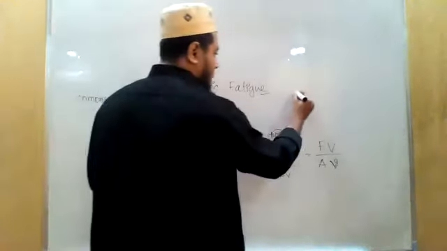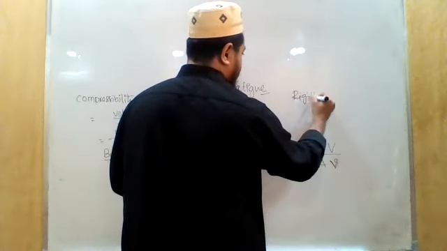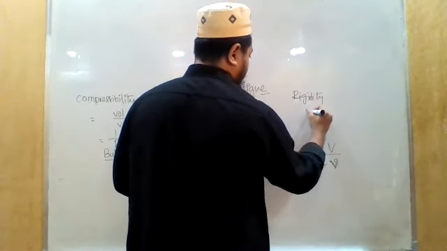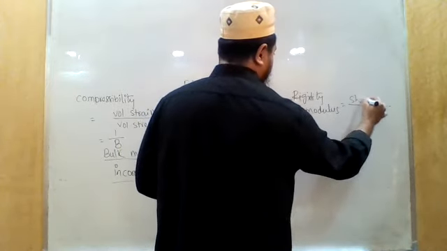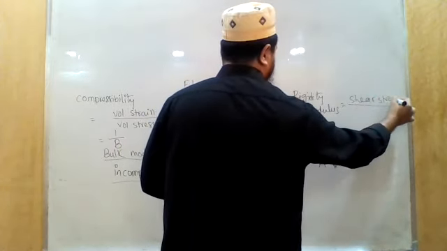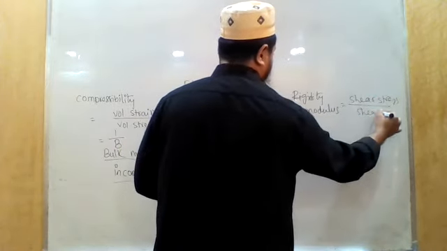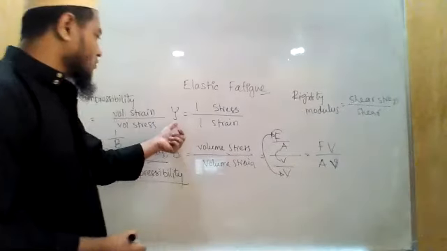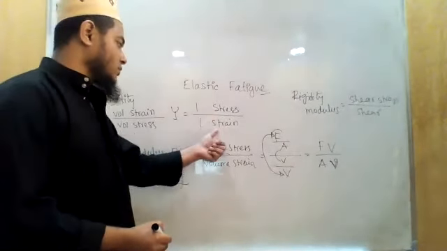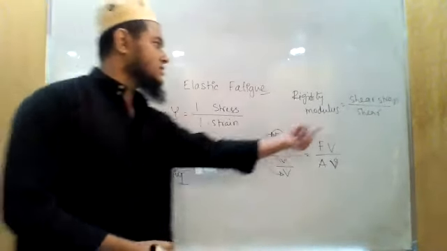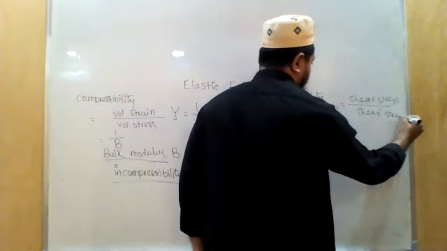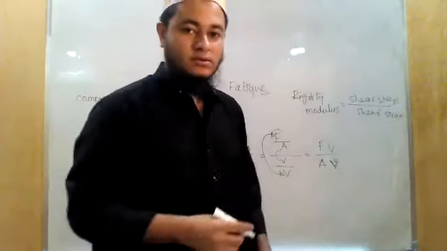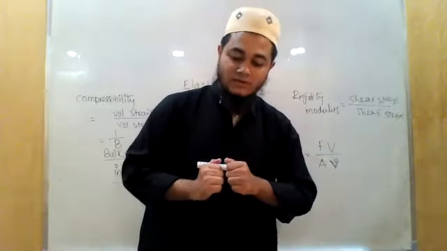Rigidity modulus is shear stress divided by shear strain. Till now, Young's modulus is longitudinal stress by longitudinal strain. This is for length, and this is for shear. So shear stress divided by shear strain. Inshallah, we will study about this in detail in the next class.